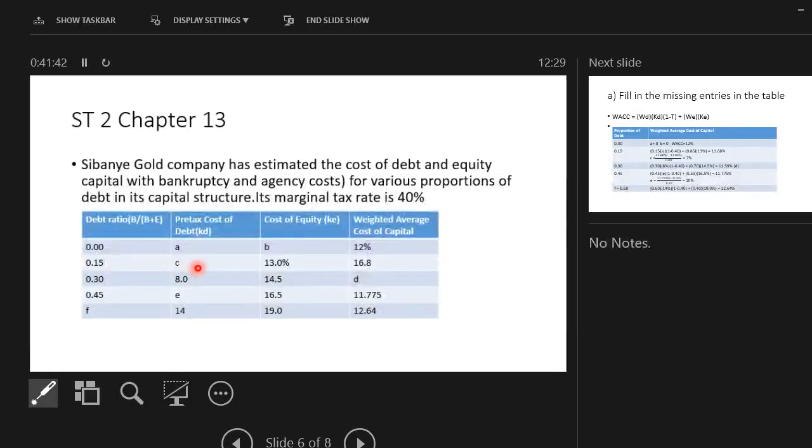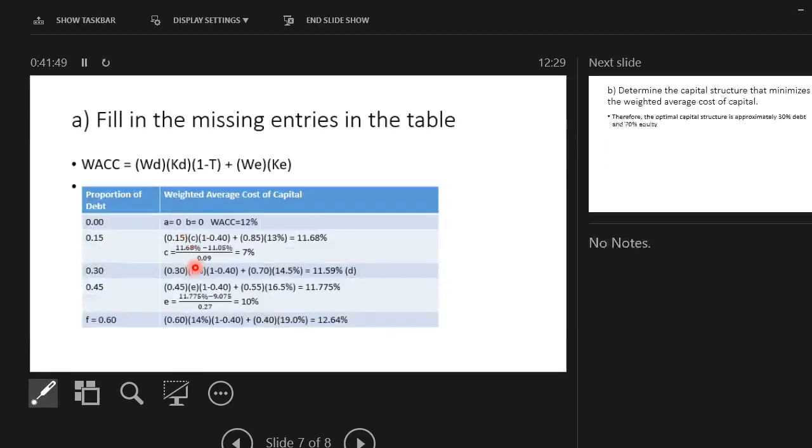We need to calculate C, and I'm just going to explain it here. Look at what I'm doing. I'm just copying this whole formula and putting it here. So 0.15, which is the weight or the proportion of debt, multiplied by cost of debt, which I don't know, is given as C, multiplied by 1 minus 0.40, remember, is the tax rate, plus my weight for equity.